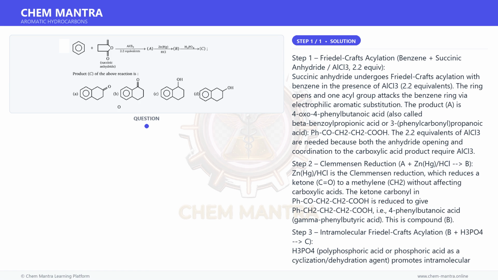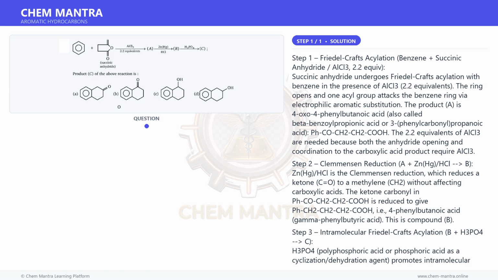With a 4-carbon chain, Ph-CH2CH2CH2-COOH, the acyl group attacks the ortho position of the attached phenyl to form a 6-membered ring ketone. The product is alpha-tetralone, 3,4-dihydronaphthalen-1(2H)-one, a bicyclic compound with a fused aromatic ring and a saturated 6-membered ring bearing a ketone at C1 adjacent to the aromatic ring.